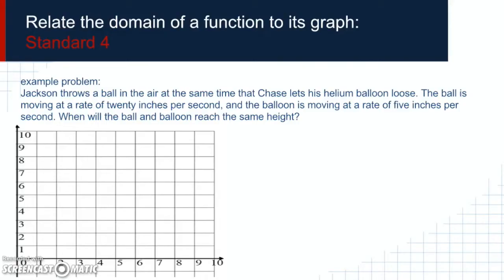Okay, Jackson throws a ball in the air at the same time that Chase lets his helium balloon loose. Oh no. The ball is moving at a rate of 20 inches per second and the balloon is moving at a rate of 5 inches per second. When will the ball and balloon reach the same height? To figure this out, first we have to write the equations for both Chase and Jackson. Since x equals seconds and f of x is height, the equation for Chase is f of x equals 5x.